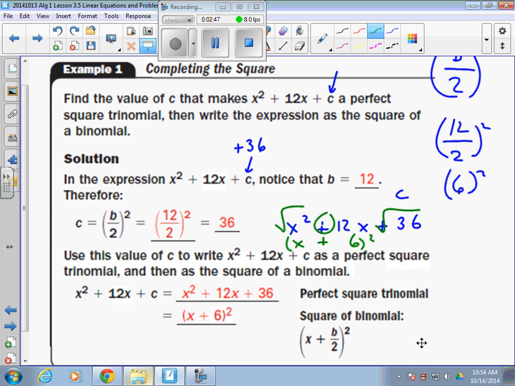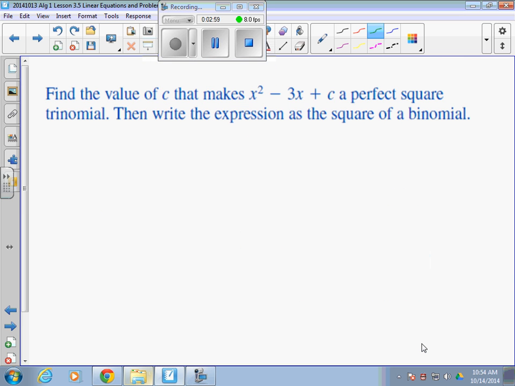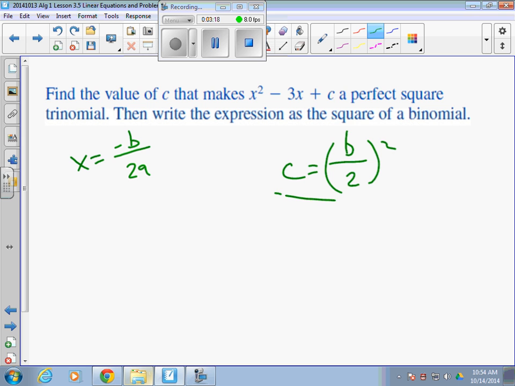This is a new concept for you, but it's not a very difficult one, so don't be frustrated if it looks confusing. It's not. You just have to do it a few times before you get comfortable. In fact, let's do one right here. Find c, and then write it as a square of a binomial. It'll take about a minute. Remember, b divided by 2 squared gives you c. Don't confuse that with finding x for the vertex, which was negative b over 2a. That's not the one we're looking at right now. It's this one. Find c. They're very similar. Take about a minute.